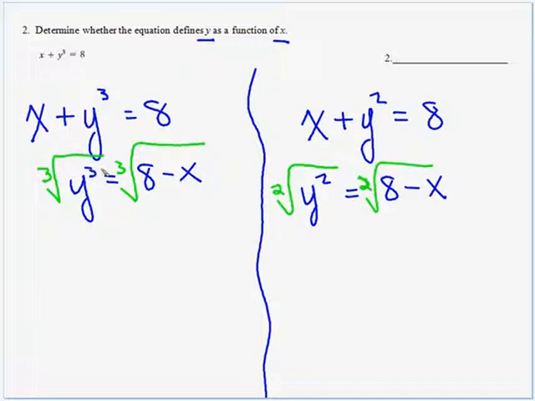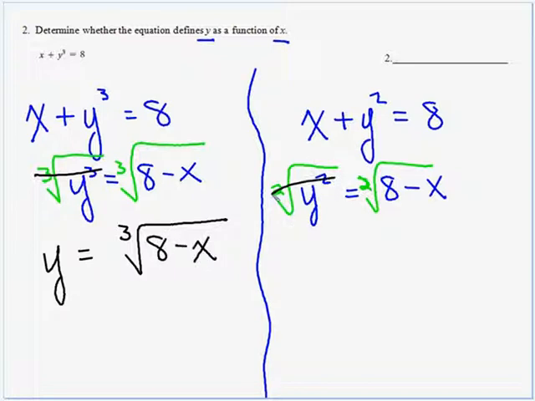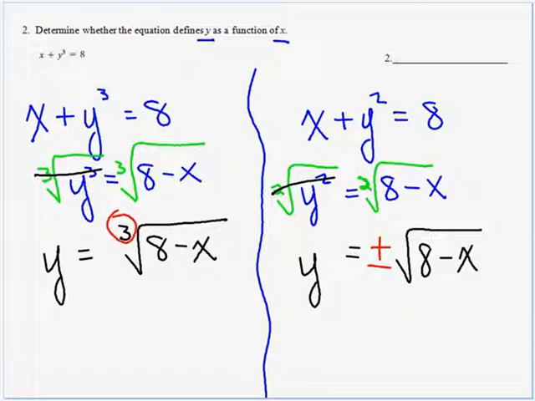So let's see, here on the left the cube and the cube root cancel, and we have y equals the third root of 8 minus x. On the right here, the square and square root cancel, and I'll have y equals the square root of 8 minus x. But let's not forget, when we square root both sides of an equation, we have two roots to think about, the plus and minus. Do we have the same scenario with a third root or any odd root? No, we don't. We don't have a plus or minus.